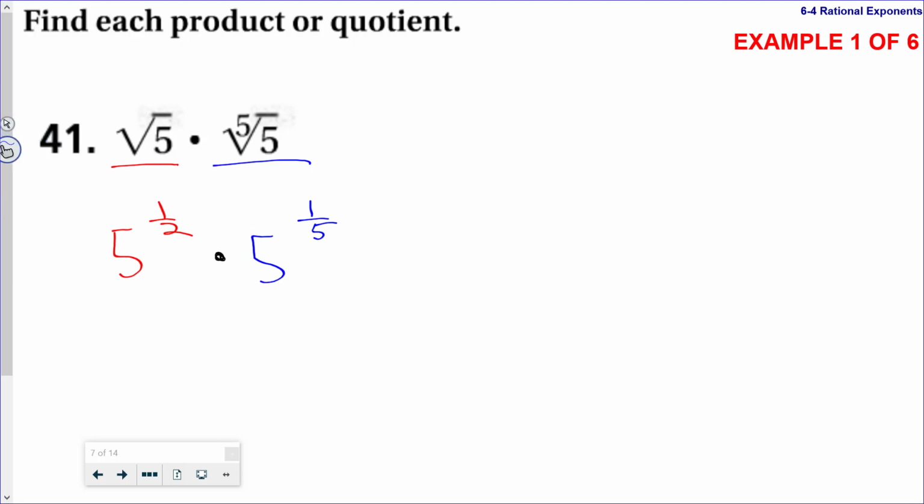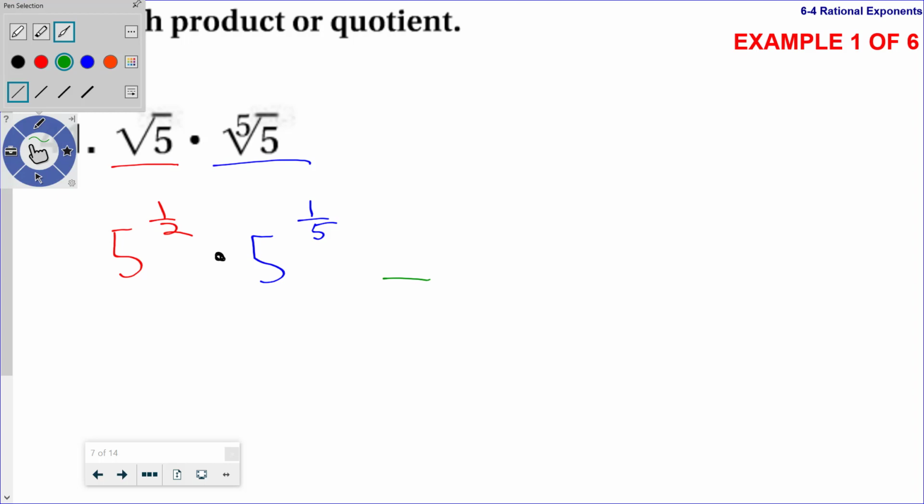So now we're going to just multiply factors that have the same base. And this is another exponent rule you need to know. If you have the same base and you're multiplying, what do you do with the exponents? You add the exponents. When you're multiplying and the base is the same, you add the exponents. So this is equal to 5 to the 1/2 plus 1/5. When the bases are the same, you add the exponents.